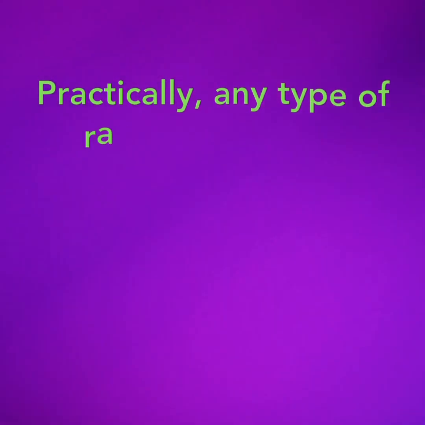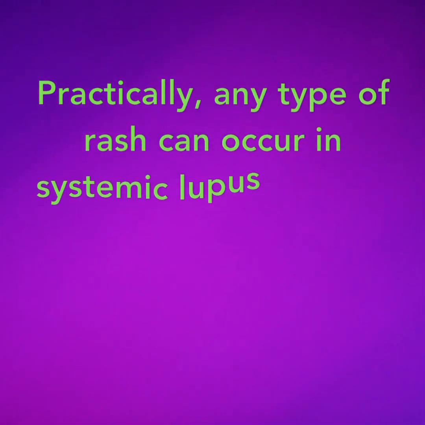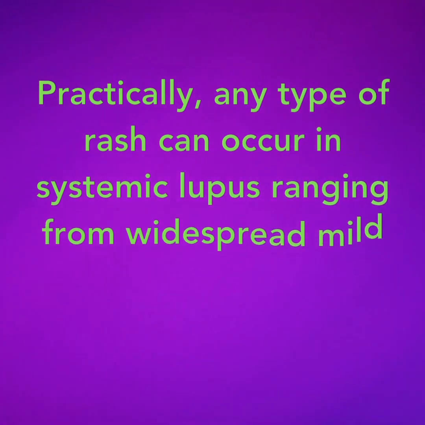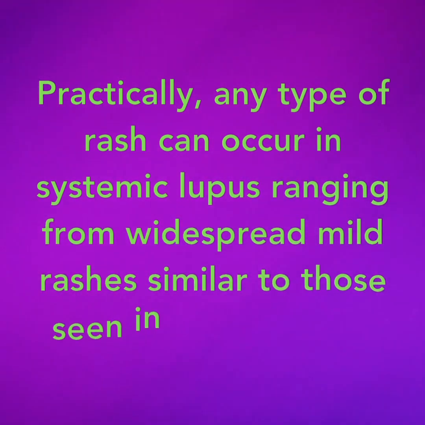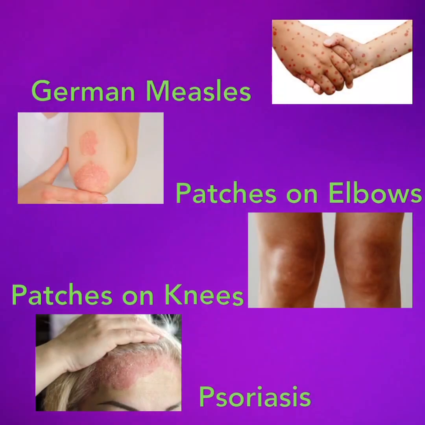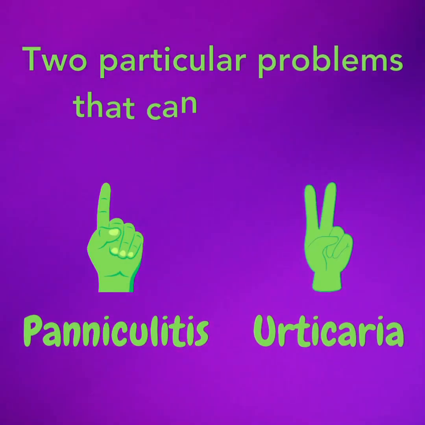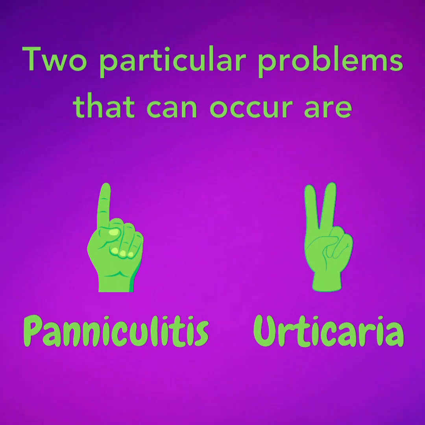Practically any type of rash can occur in systemic lupus, ranging from widespread mild rashes, similar to those seen in viral illnesses such as German measles, to small distinct patches of rash on the elbows and knees resembling another skin condition, like psoriasis. Two particular problems that can occur are panniculitis and urticaria.